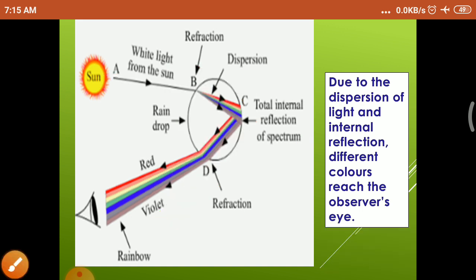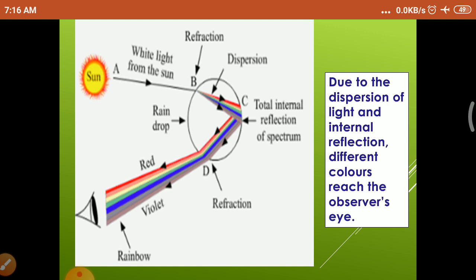Now look, when the sunlight falls on the raindrop, refraction takes place at B, then dispersion takes place. At C, the total internal reflection takes place. When the light comes out from the water droplet to air, again refraction takes place at the point D. So we can see the rainbow in the sky. Due to the dispersion of light and internal reflection, different colors reach the observer's eye.